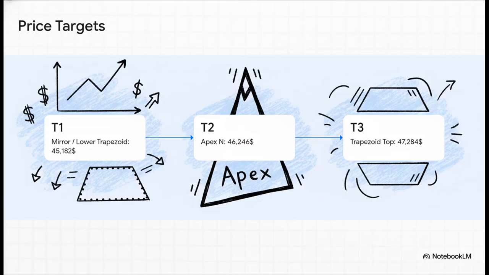Okay, so the plan didn't just stop at entry. It also laid out a path forward with three distinct price targets. The first one, T1, was at 45,182. The second, T2, was at a point called Apex N at 46,246. And then the final target, T3, was set at 47,284.